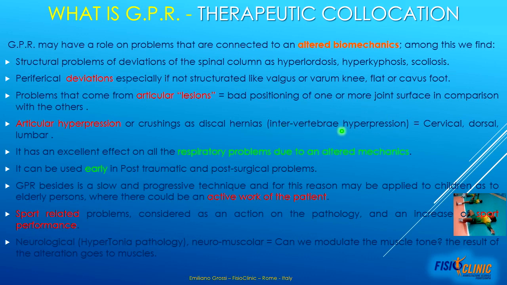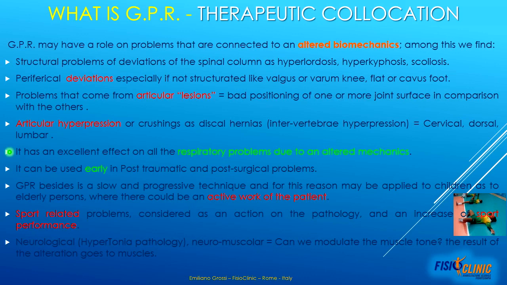So we call it intervertebral hyperpression, and that can cause every kind of discopathy, from a degeneration of a disc to a discal hernia. We can treat them in different tracts: cervical, dorsal, and lumbar, of course.